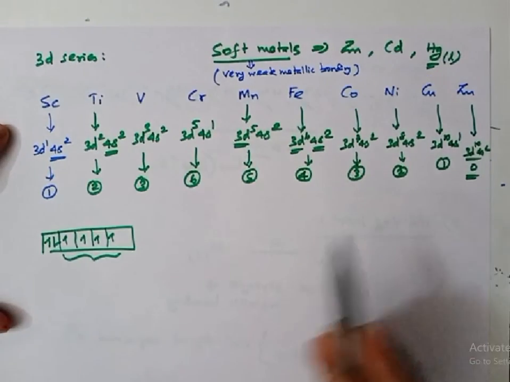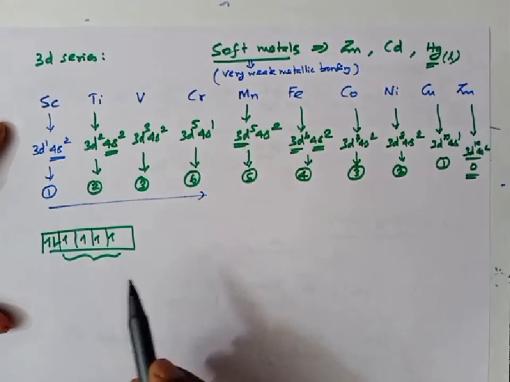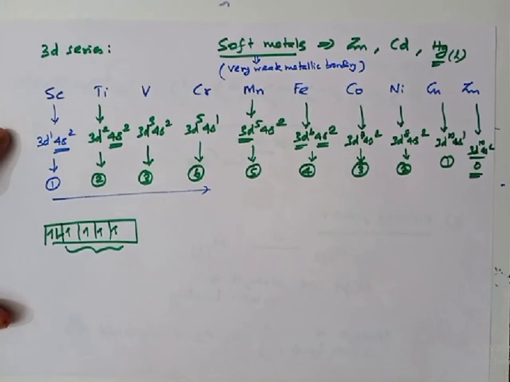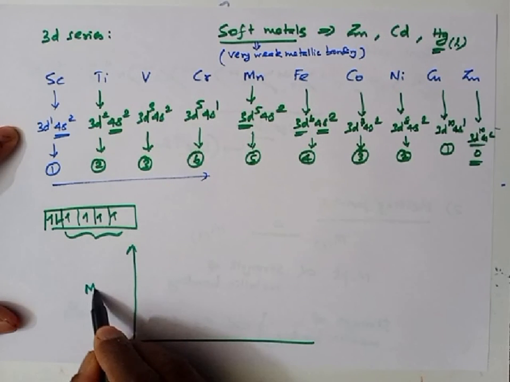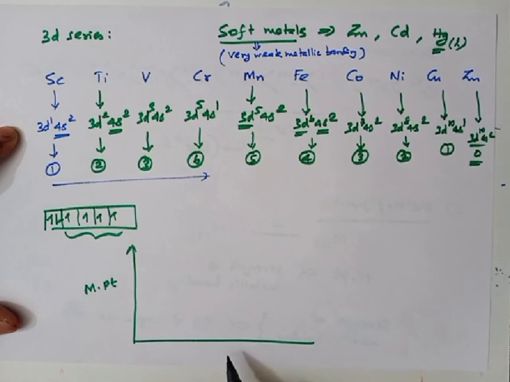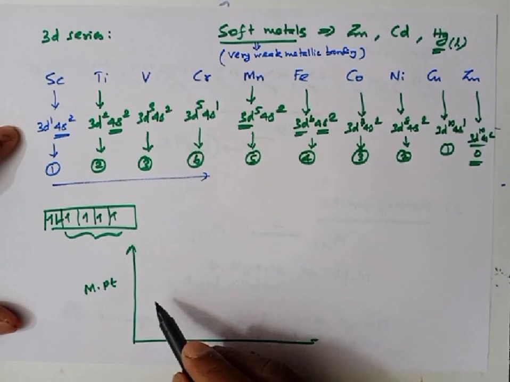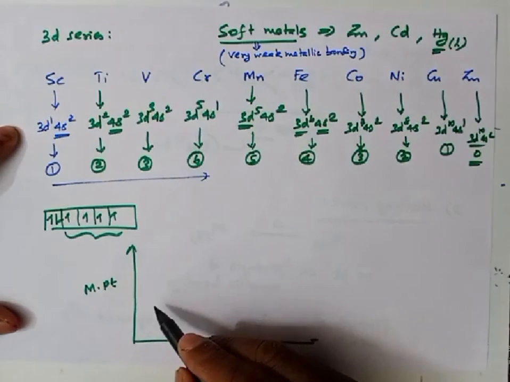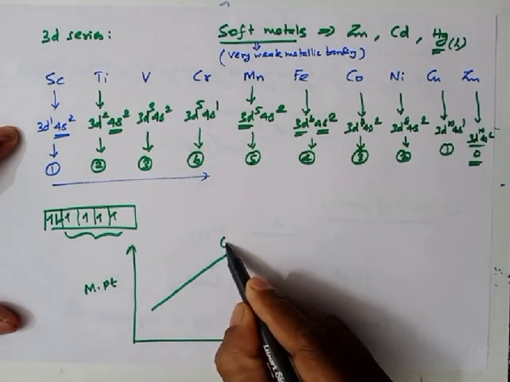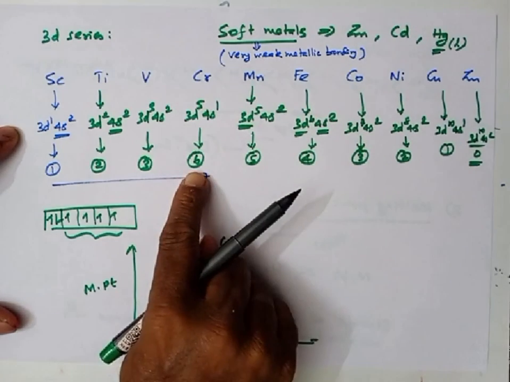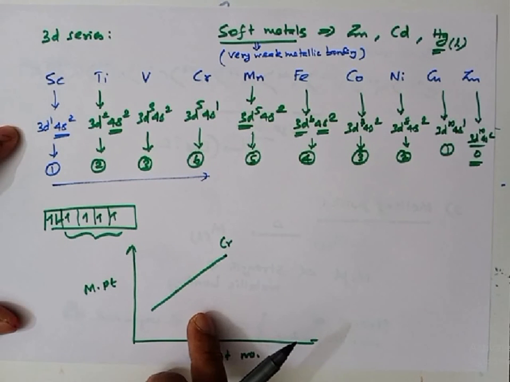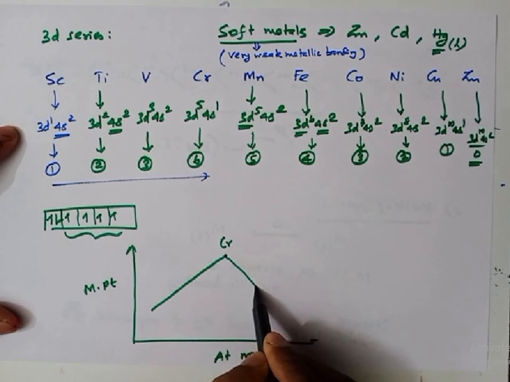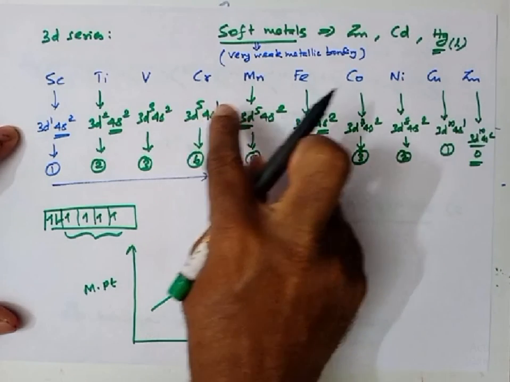Now students, observe carefully. When you move from left to right, the number of unpaired electrons increases up to chromium. Therefore, I'll plot melting point versus atomic number so that you can easily understand. For the 3D series, from scandium to chromium, melting point increases. Chromium has the highest melting point because it has the maximum number of unpaired electrons, so metallic bonding is very strong. After that, for manganese, there is a large decrease.